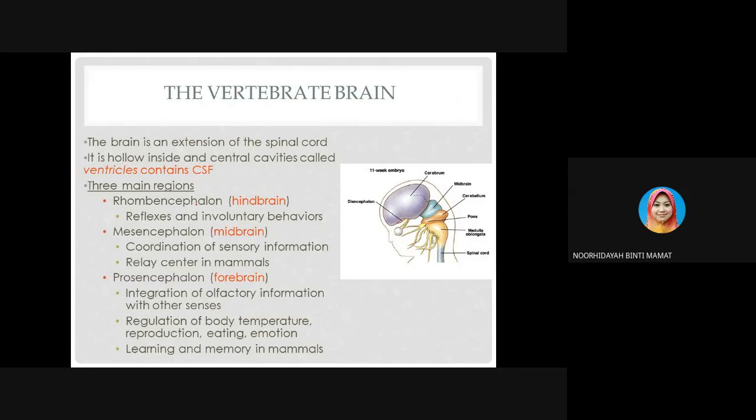The hindbrain controls reflex and involuntary behavior. The midbrain handles coordination of sensory information; it happens here, and it is a relay center in mammals. The forebrain is the integration of olfactory information, which relates to the sense of smell, with other senses, and regulation of body temperature, reproduction, eating, and emotions. All of these processes happen in the forebrain. In the forebrain there is also the process of learning and memory in mammals.